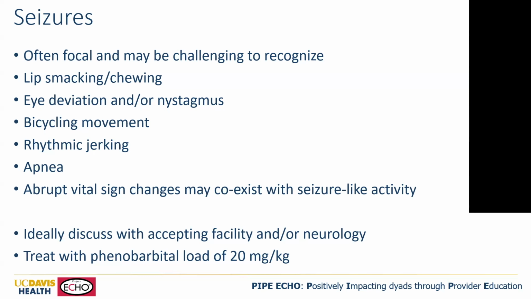So I think the more we can document those things and take photos or videos of those things, that can be helpful. Let me just turn on my light. And then, ideally, before treating, talk to the accepting facility and or neurology if you're in a place that has that. But typically our standard is a phenobarbital load, so 20 milligrams per kilo of phenobarb.